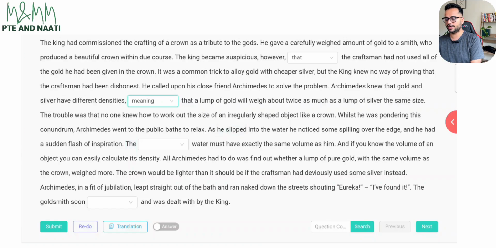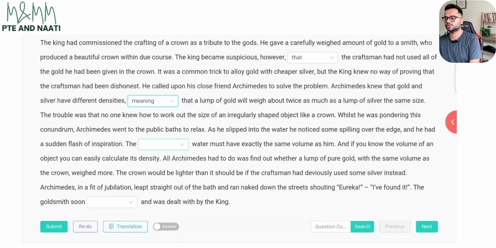If you look here, I'll read another sentence prior to this. As he slipped into the water, he noticed some spilling over the edge. What spilling over the edge? Some water spilling over the edge. And he had a sudden flash of inspiration. So when this guy saw some water spilling over the edge, he got some ideas, he got some inspiration.